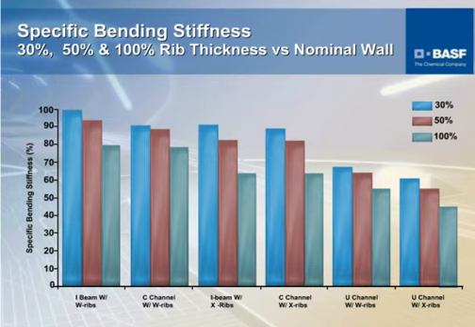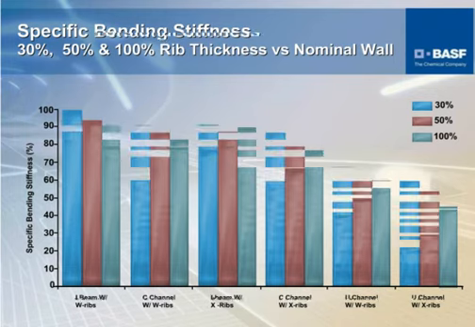So, but you can see here, again, from a strictly efficiency standpoint, the most cost-effective design is going to be using the 30% rib, assuming you can fill that from a processing standpoint.